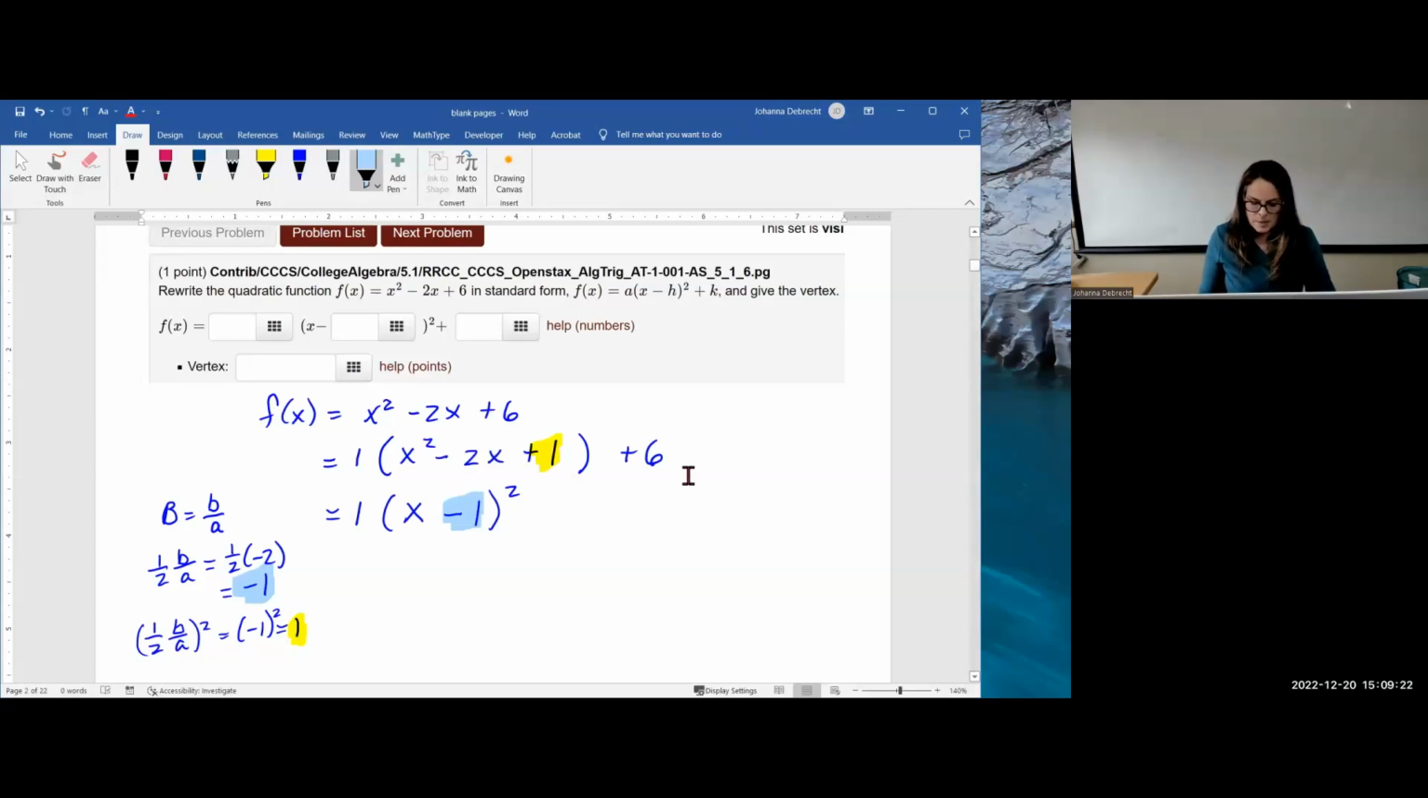Now you may be saying, well, what about that +6 over there? Well, it's still there. So we still have the +6, but we also have a problem. What's the problem? I added 1 in here that was not originally in the problem. I've changed things, right? And am I allowed to do that? No, I am not allowed to do that. So I'm going to have to compensate for adding 1 by subtracting 1.